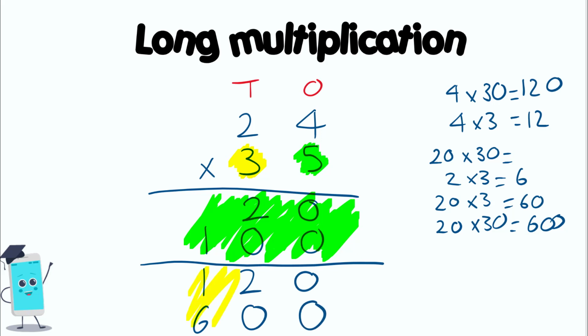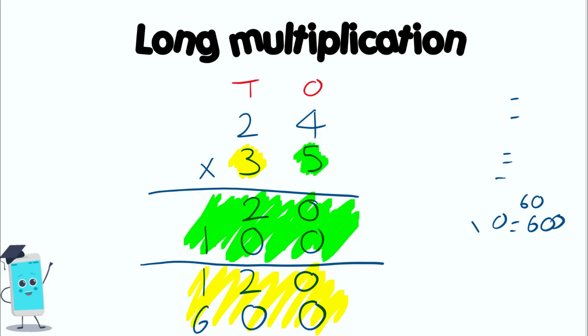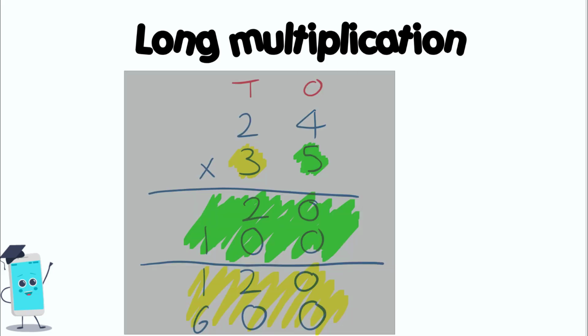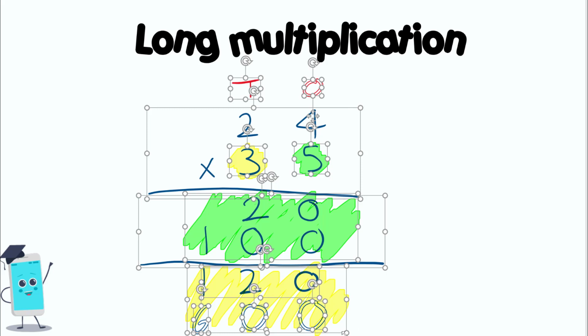So here I have 24 times 30. So what I now need to do is add all my columns together. So what I'm going to do is just select all of this and move it up a bit.